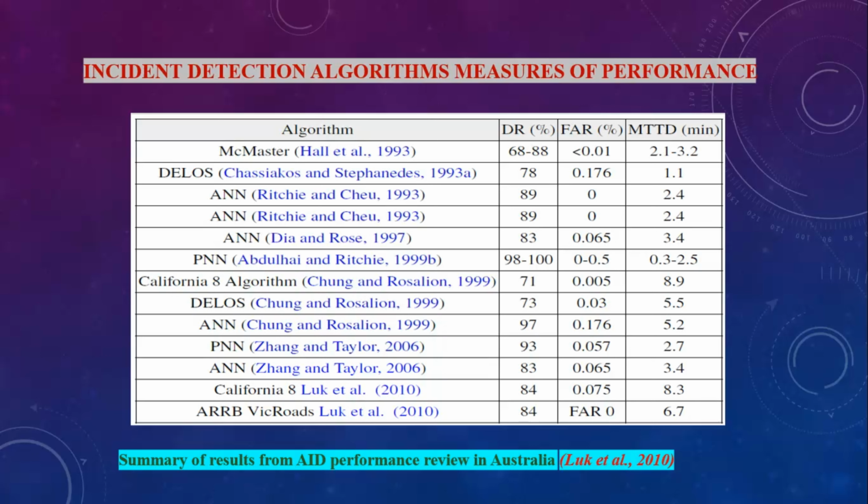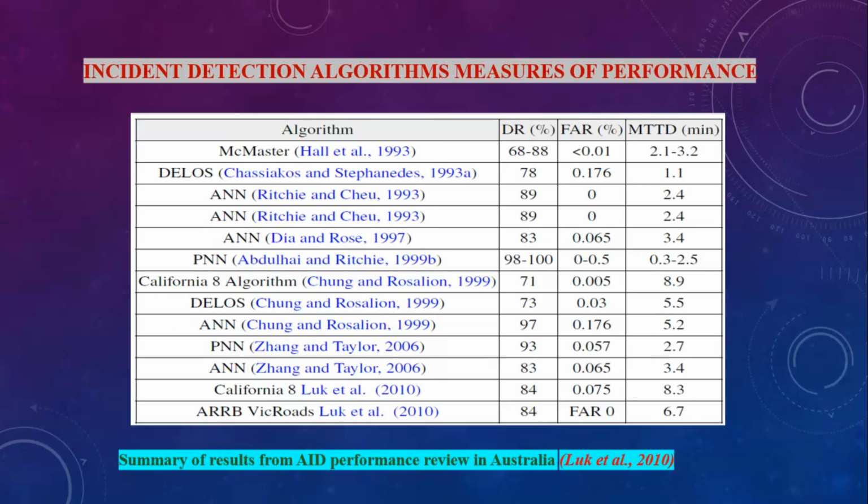Like I said, every algorithm has its own deficiencies in one way or the other. Like you can see with PNN, detection rate is high, false alarm rate is quite low, but the time to detect is within 0.3 to 2.5 minutes, which is still a bit on the high side. So the decision on which algorithm to use on the road is dependent on the traffic management system or the authorities in charge of setting that up, because everyone looks at the advantages and the disadvantages of whatever system is in place, and another factor taken into consideration is the condition of the road.